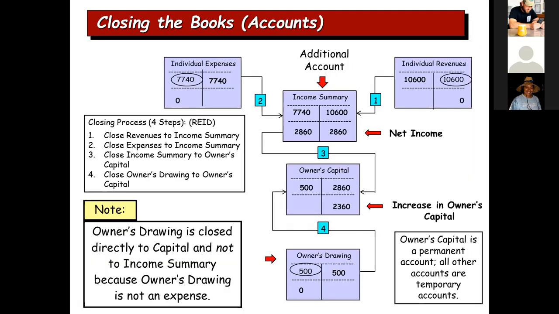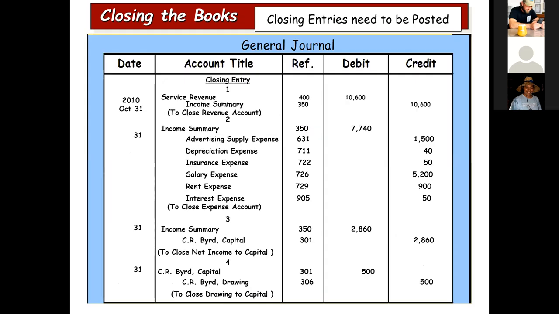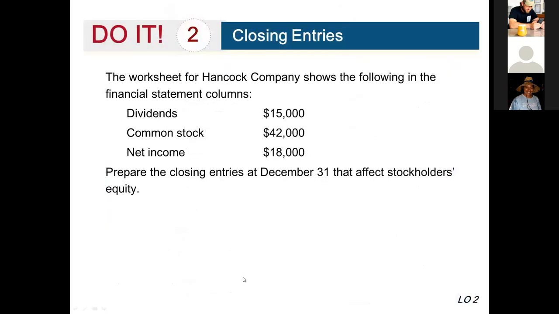Okay, now, having walked you through this, these are all the closing entries that would have been put into the journal before they can finally close their accounts. So there's the revenue closing entry, there's the expense closing entry, income summary, and capital. This is a quick example of a closing entry. It says close the entries that affect stockholders' equity. What would we close here? This is a real simple problem. Anybody know? Net income and dividends. Okay, how do we close it?